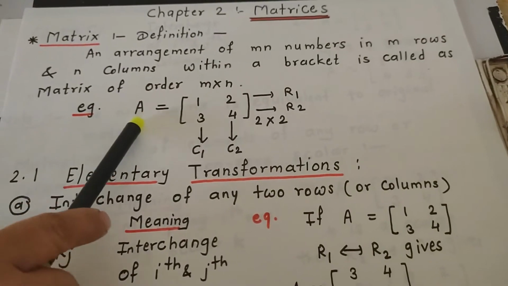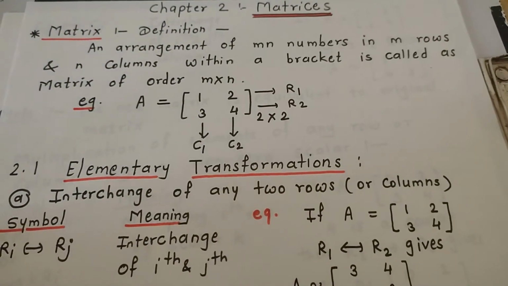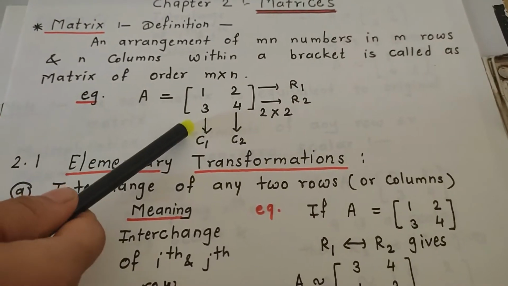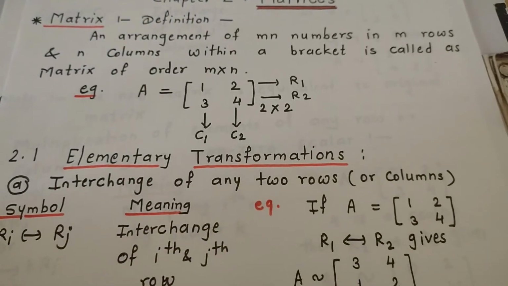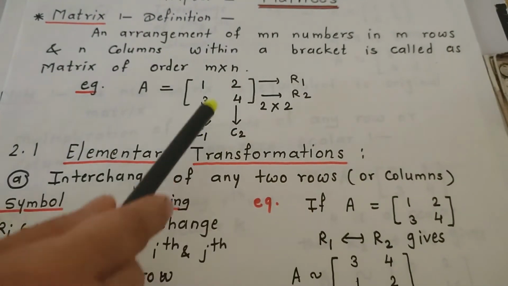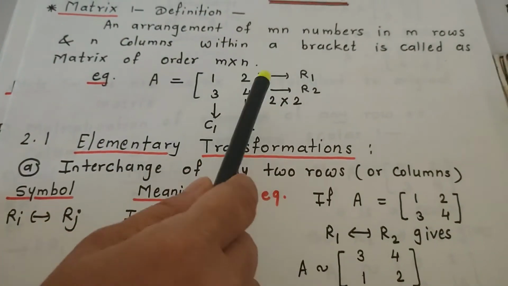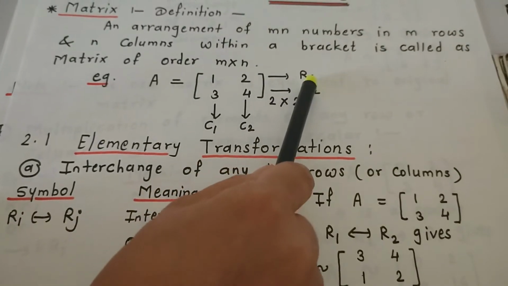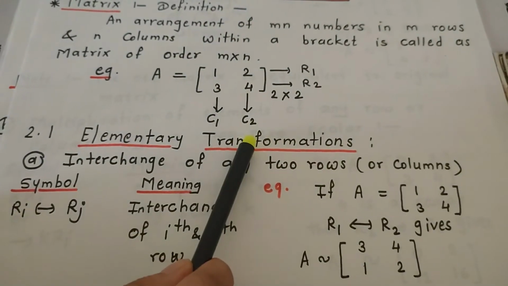For example, A is a matrix with elements 1, 2, 3, 4. Here, this matrix is formed by 2 rows and 2 columns. The rows form in a horizontal manner and columns form in a vertical manner. There are 2 rows in this matrix: row 1, row 2, column 1 and column 2.